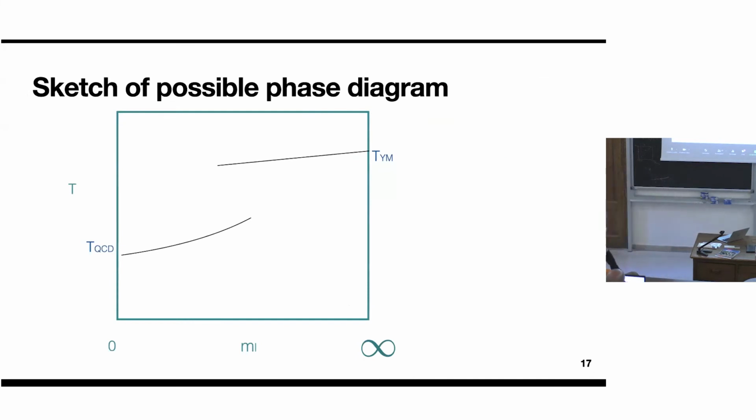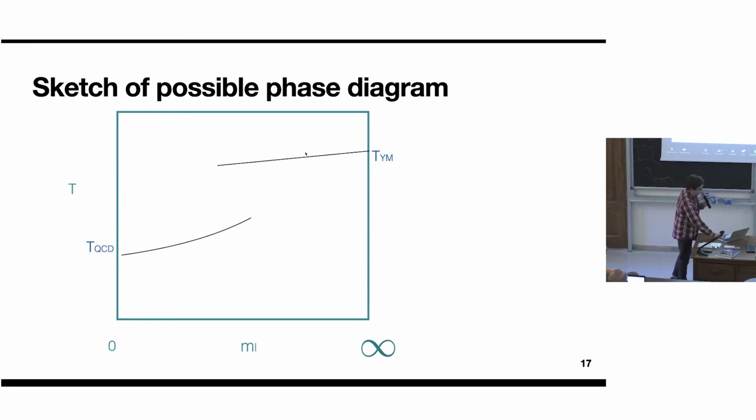So let me just briefly speculate what can be. It's kind of interesting that this 300 MeV threshold is very close to the critical temperature in the Yang-Mills theory of the confinement-deconfinement phase transition. So one possible scenario is that there can be one phase transition, confinement-deconfinement, at large quark masses at this 300 MeV.